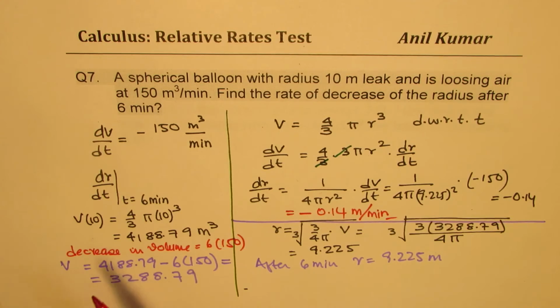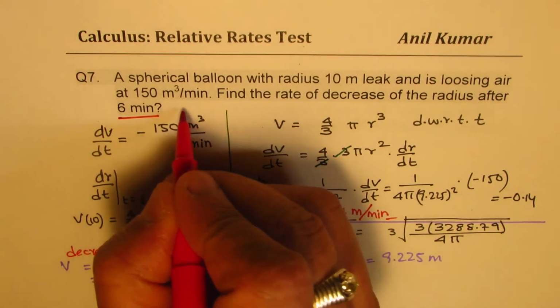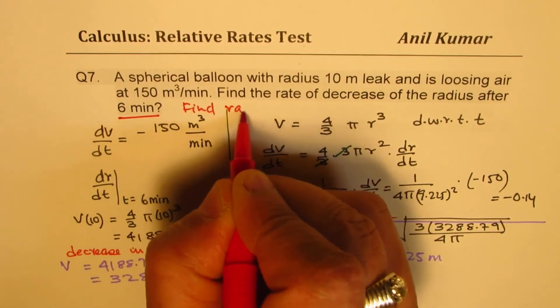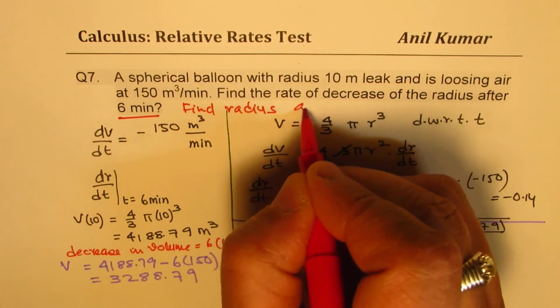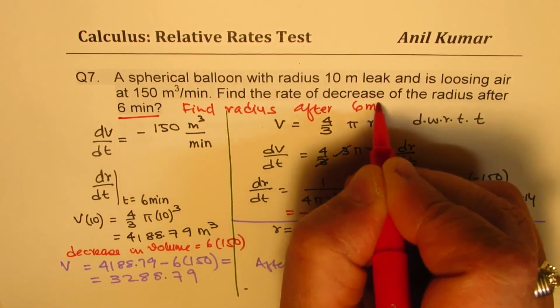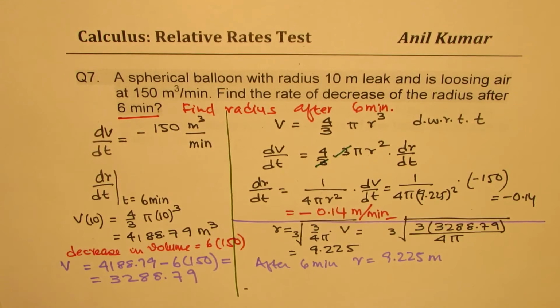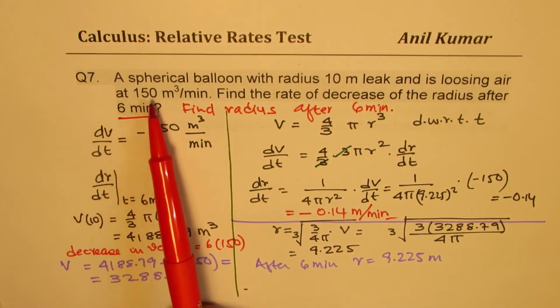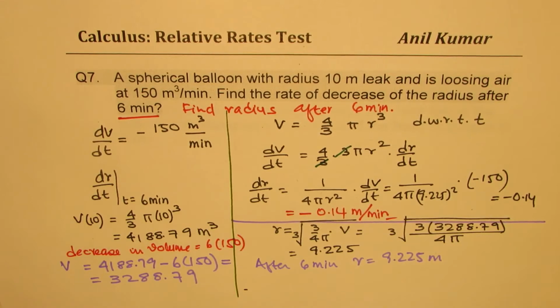Now it's very critical to understand that after 6 minutes we have to find the radius. Right? So one step is find radius. Perfect, which you can find since you know the net volume after 6 minutes. It is decreasing at the rate of 150 meter cube per minute. So 6 times 150 decrease from the original volume will give you the volume after 6 minutes, and then calculate the radius. Okay, that is how it should be done. I hope that's straightforward. Now this negative only shows decrease, right?